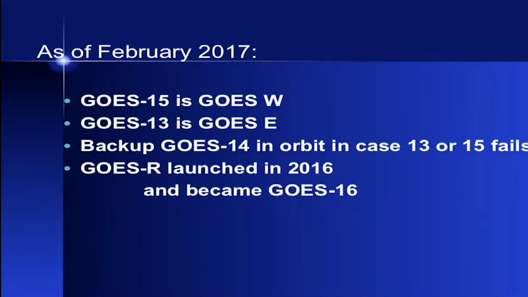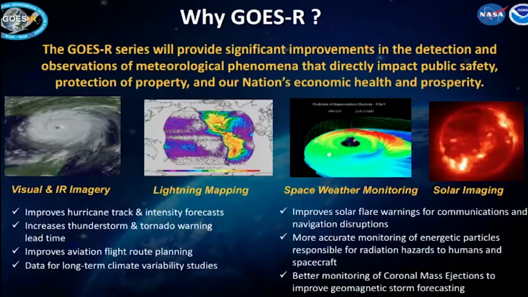So we've launched 16 geostationary satellites up to this point. The 15th one is currently GOES-W, the 13th one is GOES-E, and there's GOES-14, which is hanging around in orbit in case 13 or 15 fails, so it's just ready and waiting. We recently launched GOES-R, and it became GOES-16, and that's going to become operational soon.